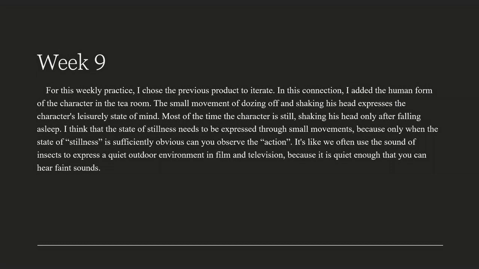I think that the state of stillness needs to be expressed through small movements, because only when the state of stillness is sufficiently obvious can you observe the action. It's like how we often use sounds to express a quiet outdoor environment in film and television, because it is quiet enough that you can hear the faint sound.